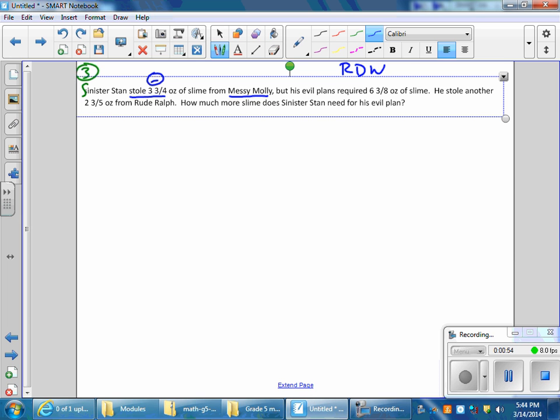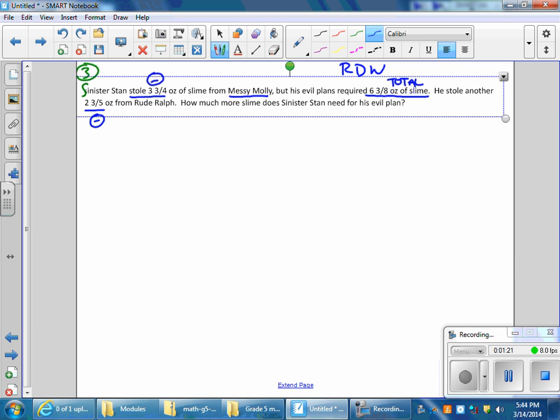His evil plans required 6 3/8 ounces of slime. I think that's the total. I'll just verify in a second, but I think that's the total. He stole another 2 3/5 ounces from Rude Ralph. I'm thinking that it might be subtraction again.